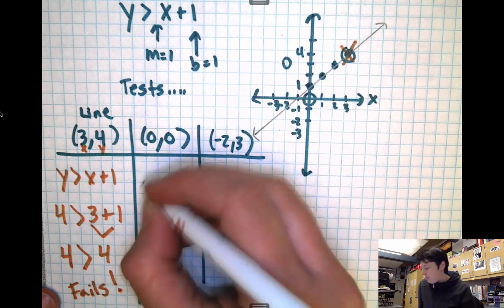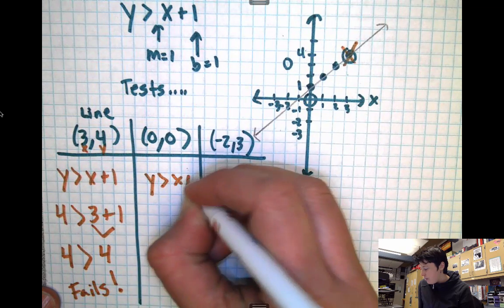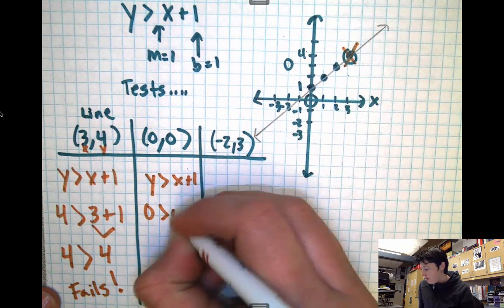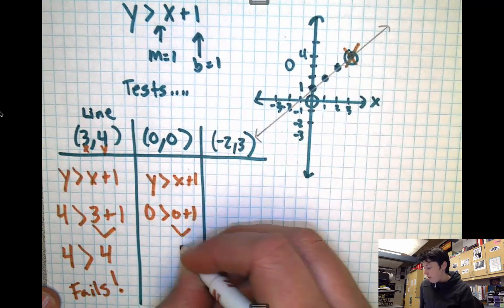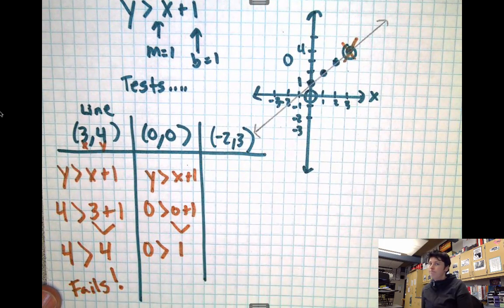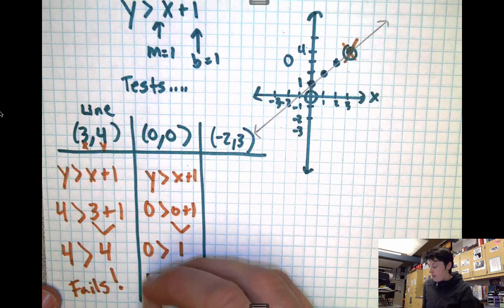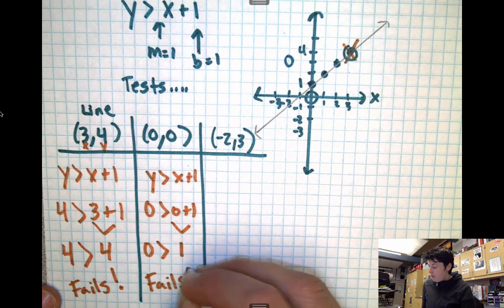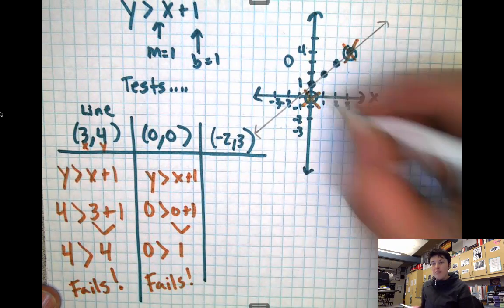Now let's test 0, 0. Y is greater than x plus 1. I'll put 0 is greater than 0 plus 1, which is 1. So 0 is greater than 1. Is 0 greater than 1? No, 0 is not greater than 1. Another fails, which means there's another x at 0, 0.